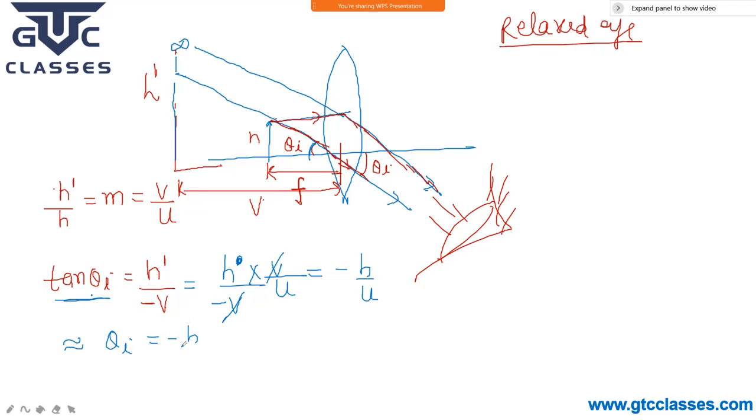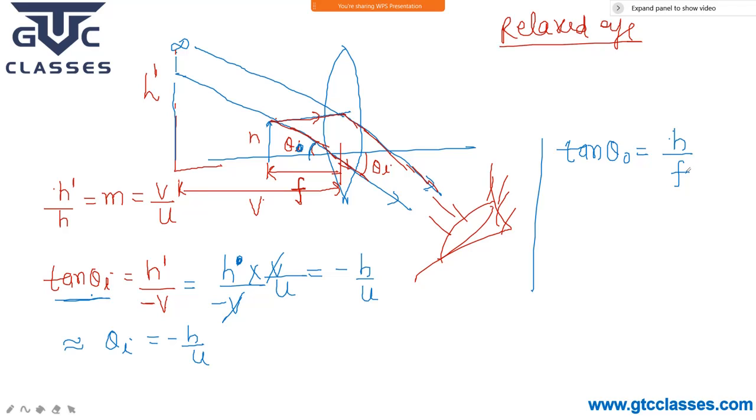It will be nothing but minus h upon u. Isn't it? Now we are ready to calculate the magnification. What will the magnification be? Let's put an object also. So this is the object. Let's put tan theta naught for the object. How much will tan theta naught be? Tan theta naught will be nothing but h upon f.